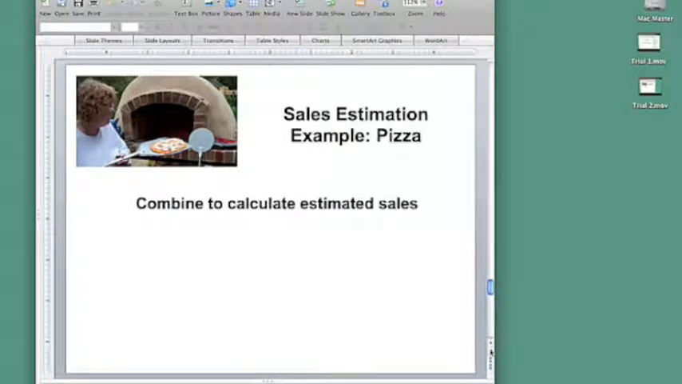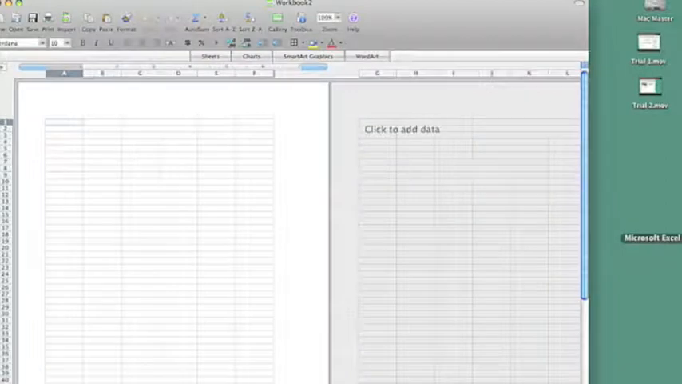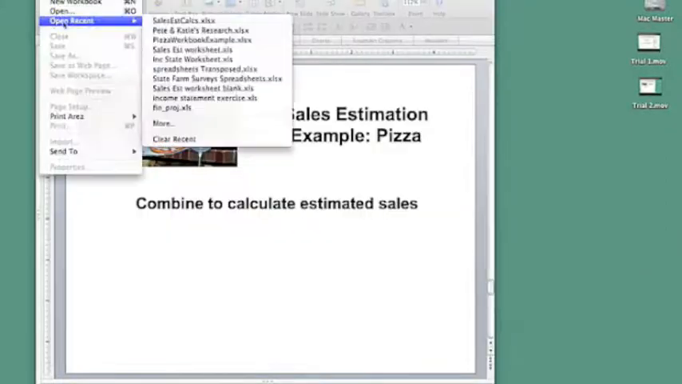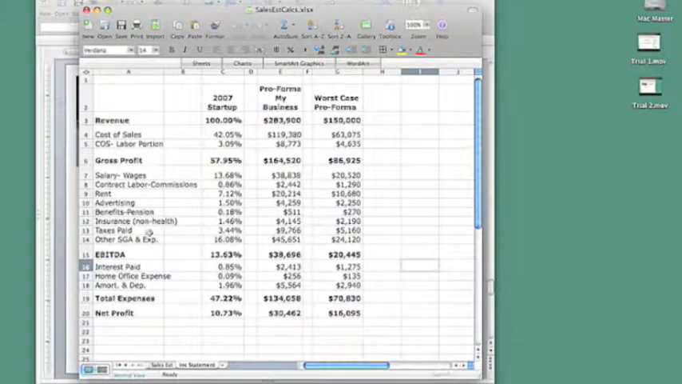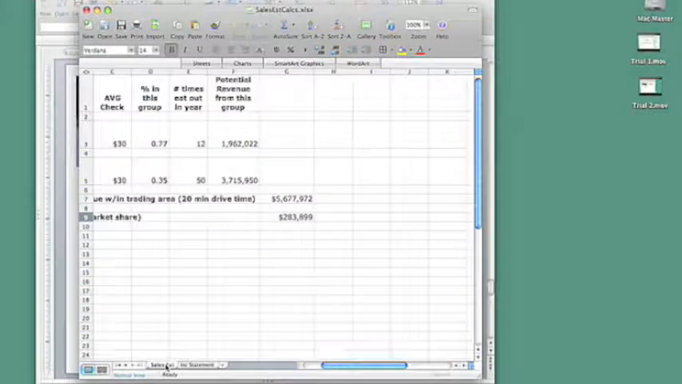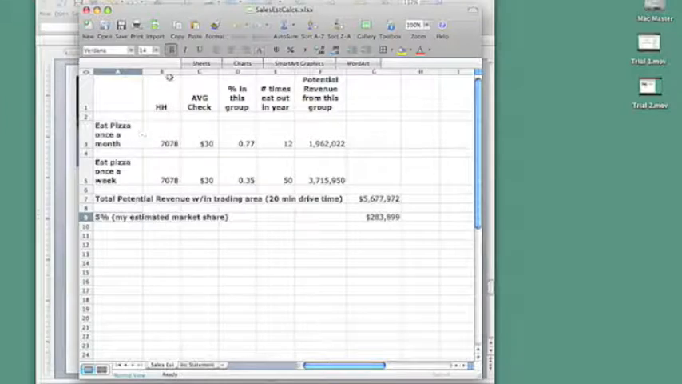So the next thing I need to do is to combine all this information to calculate estimated sales. And that takes us back to our Excel spreadsheet, our sales calculations. And once again, we're on the wrong page. So here's how we calculate those sales. We have our average number of households, a little over 7,000 households. We have the average check being $30.